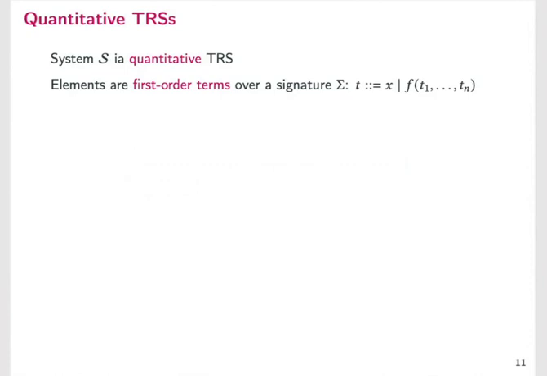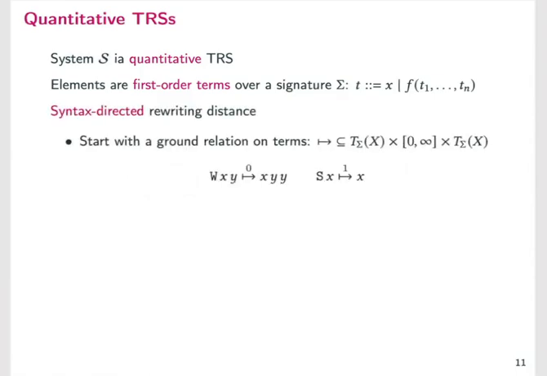But okay, so now we know what quantitative confluence is. So the second step is to look at this notion in the specific setting of our system. And the first thing that we notice is that our system is not exactly an abstract rewriting system in a quantitative way, of course. Well, because first of all, its elements are not just abstract elements, but they are first-order terms built over a signature. In our case, the signature has combinators, the application symbols, and a bunch of other operators. But most importantly, because the rewriting distance is syntax directed.